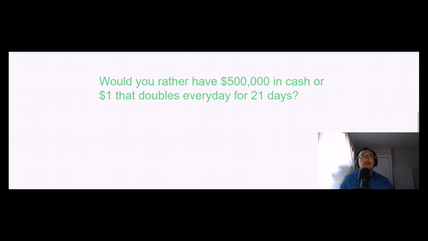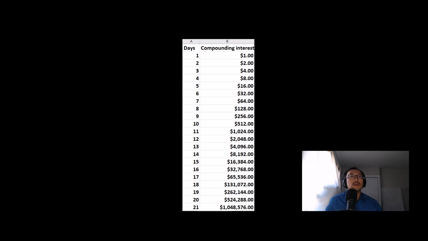So before we get into that, would you rather have $1 that doubles every day or $500,000 in cash? So let's look at the numbers. As you can see, $1 on day one will become $2, and then $2 will become $4, and then $4 will become $8, and so forth. As you can see, in day number 10, you're still only at $512.